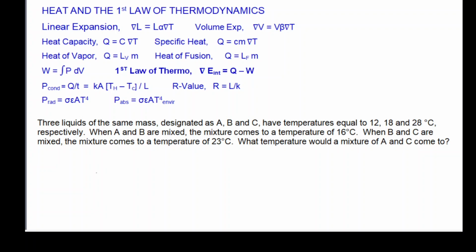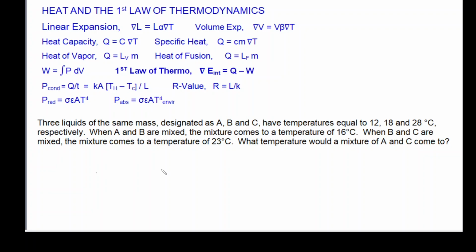Here's another problem. 3 liquids of the same mass, designated as A, B, and C, have temperatures equal to 12, 18, and 28 degrees Celsius respectively. When A and B are mixed, the mixture comes to a temperature of 16 degrees. When B and C are mixed, the mixture comes to a temperature of 23 degrees. What temperature would a mixture of A and B come to?